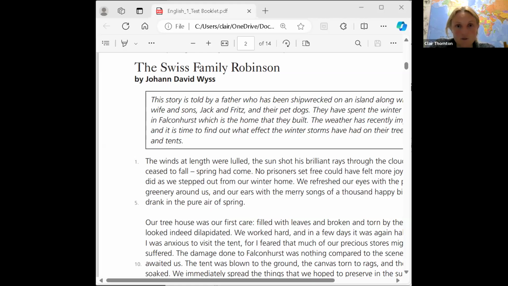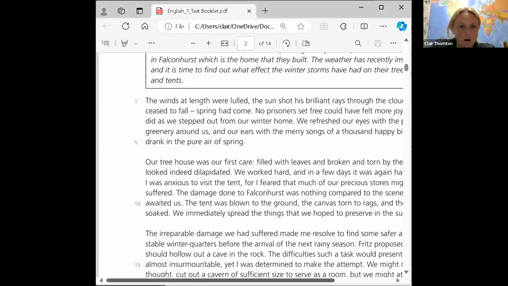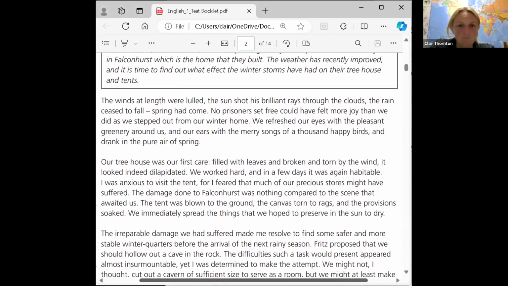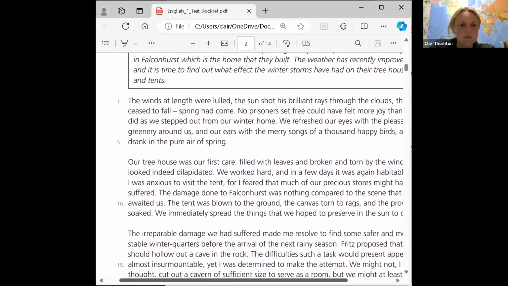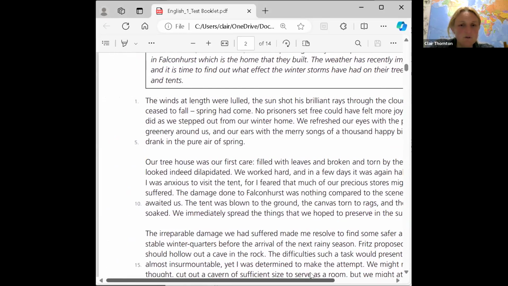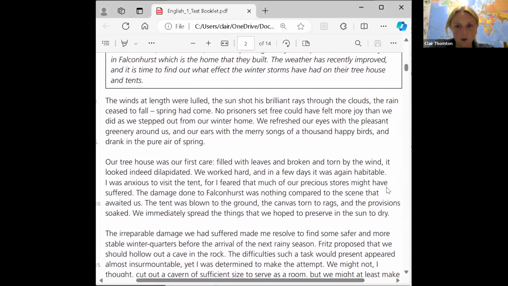Let's have a look. So if we go back to it, let's have a look. Question, it was line 7, wasn't it, here? Our treehouse was our first care. Filled with leaves and broken and torn by the wind, it looked indeed dilapidated. We worked hard, and in a few days it was again habitable. Okay, so now let's see where we are with this. Okay, so our question was again habitable here. The treehouse was again habitable. What do you think this actually means?